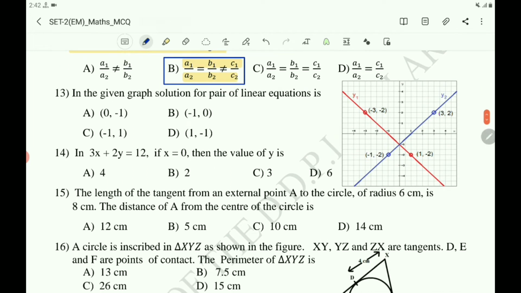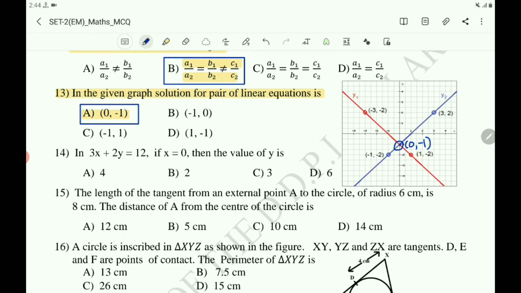Then you take question number 13. In the given graph, the solution for the pair of linear equations is the point of intersection of the two lines. Here is the point, and we find the coordinates of this point. Here the x coordinate is 0 and the y coordinate is -1 because it is below the x axis. So 0, -1. What is the answer here? Option A, 0 minus 1, is the answer.